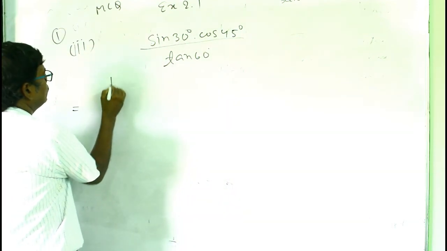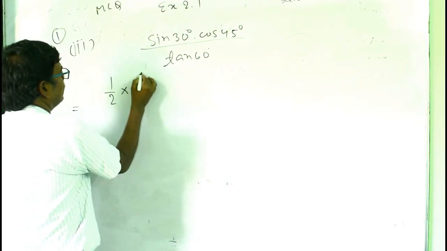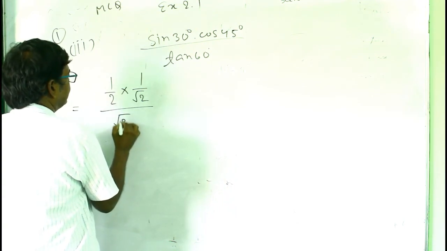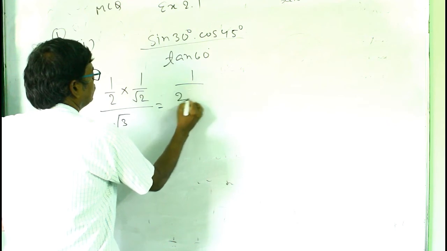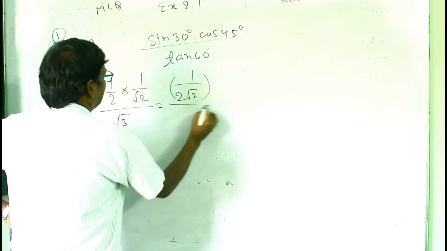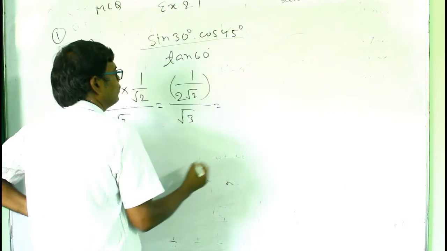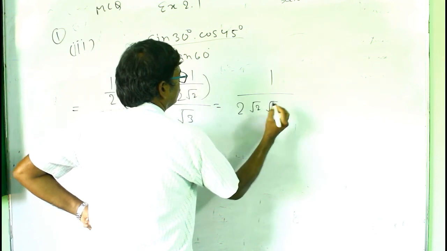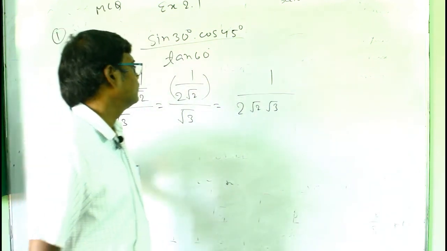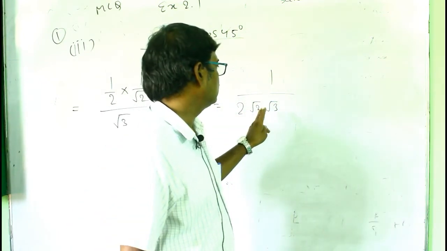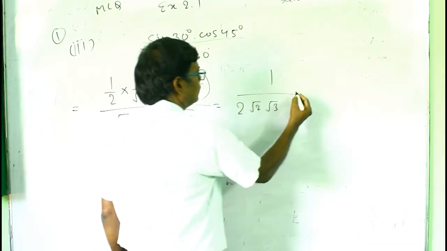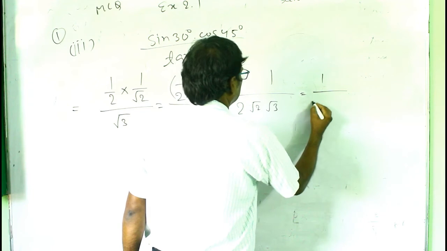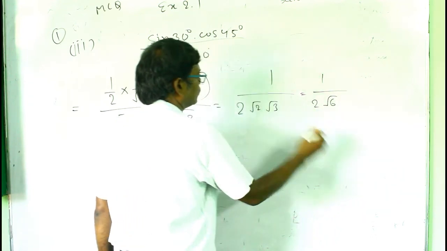So sin 30 equal to 1/2 into cos 45 is equal to 1/√2 and tan 60 is equal to √3. So it will be 1/2√2 by √3, which is equal to 1/2√2 into √3. Okay, but you don't have this option. We have to simplify it further. So here it is 2√6 actually. Okay, √2 into √3 equal to √6.